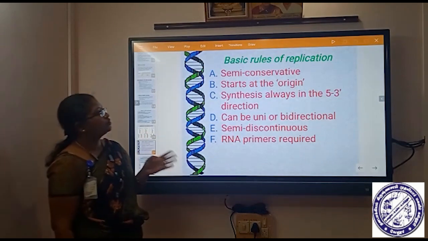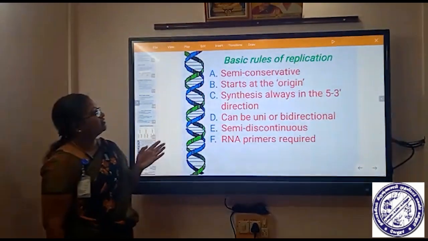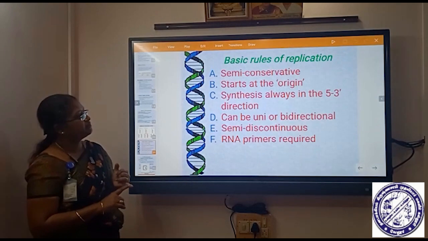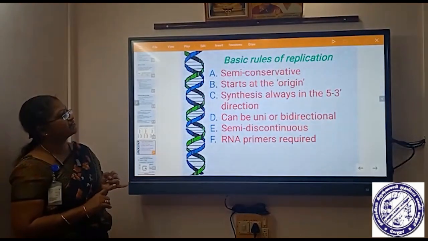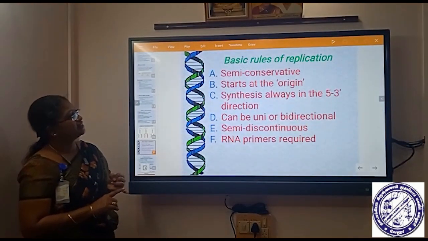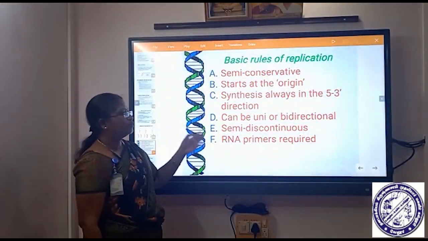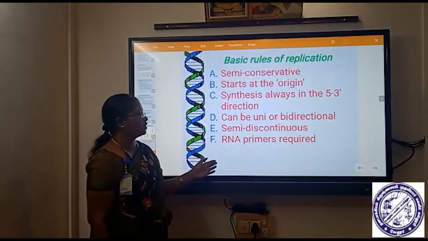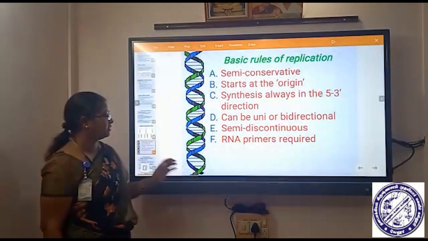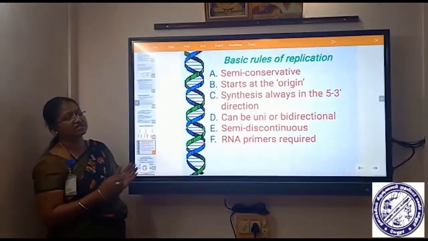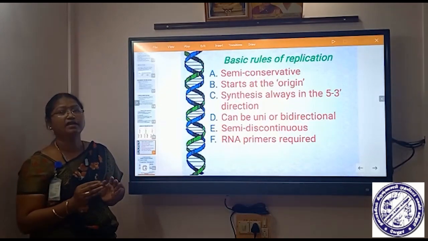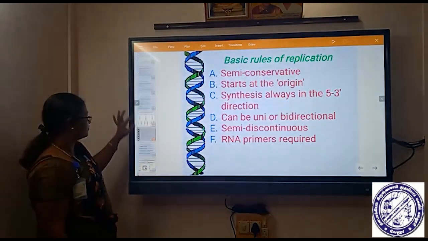Next are the basic rules for replication. The first is that it should be semi-conservative, and the second is that it starts at the origin. Third, synthesis is always in the 5' to 3' direction. It can be uni- or bidirectional, semi-discontinuous, and an RNA primer is required. These are the basic rules needed for the replication process.